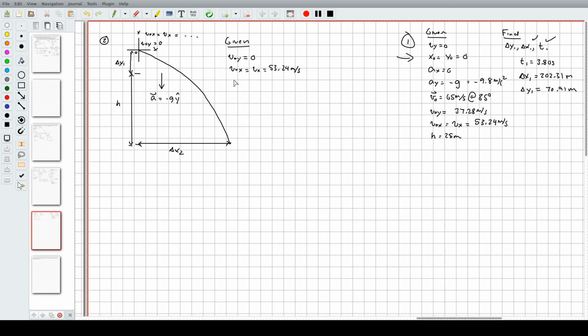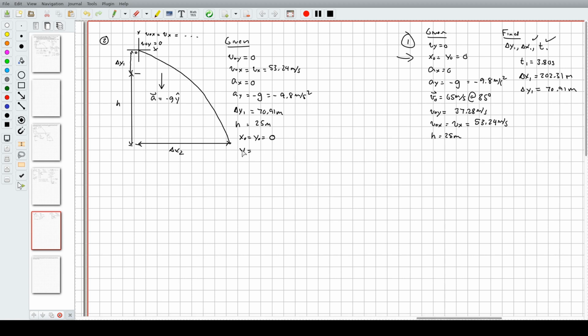Okay. Again, ax is equal to 0. Ay is minus g, or minus 9.8 meters per second squared, right? We found from working the first part how high above this cliff this thing went. It was 70.91 meters. We also know the height of the cliff. That was 25 meters. So given that, if you consider our initial positions in x and y for this part to be 0, 0.